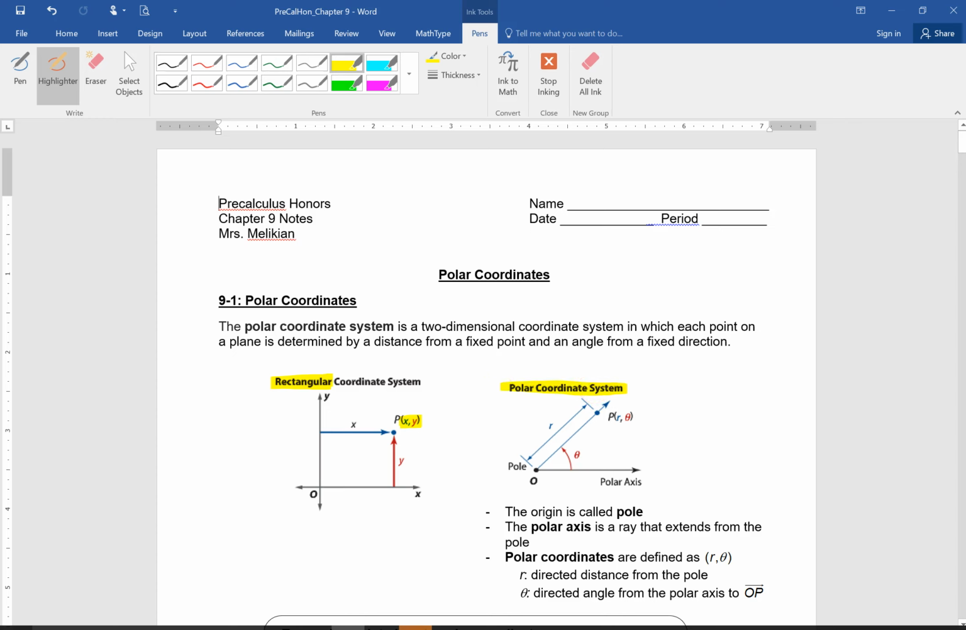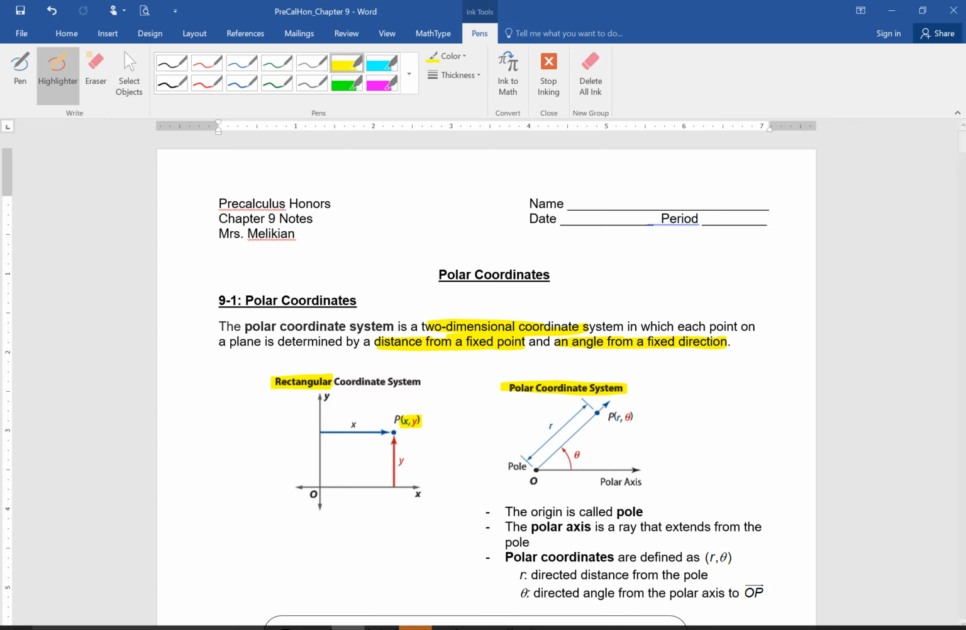So the polar coordinate system is, we're going to talk about the two-dimensional system, in which each point is not just defined by, okay, go to the left and now go up. No, each point now is defined by a distance from a fixed point and an angle from a fixed direction. Okay? What does that mean?